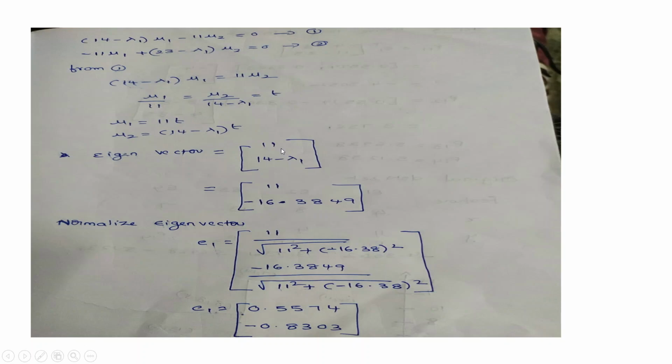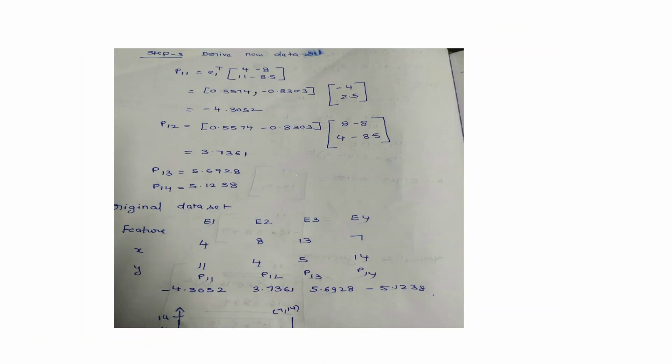And if you are calculating eigenvector, 11, 14 minus lambda 1. What is the lambda 1 value? We already calculated lambda 1 value, that is 30.3849. If you are minusing that lambda value, it is generating 16.3849. So after generating that, you have to normalize that eigenvector by dividing: 11 divided by square root of 11 square plus the second eigenvector value 16.3849 square. If you are performing like this, you are generating the eigenvector.